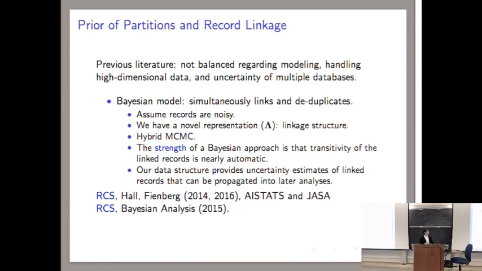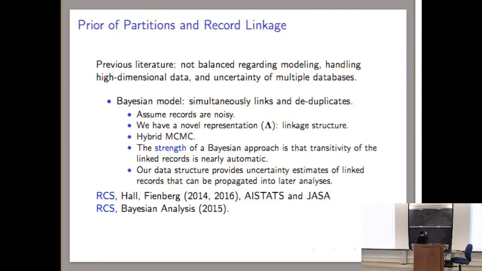We also have a representation which was novel to this work, which we call a linkage structure, which is taking into account the sets of edges and non-edges, which allows us to move through the space quite efficiently when we look at a Markov chain Monte Carlo. So we have a hybrid MCMC right here. And the real strength of the Bayesian approach here is that, since we're able to look at this as a bipartite graph, we're able to get transitive closures almost trivially.